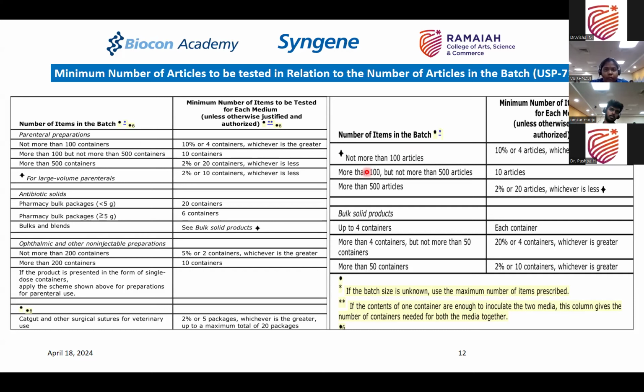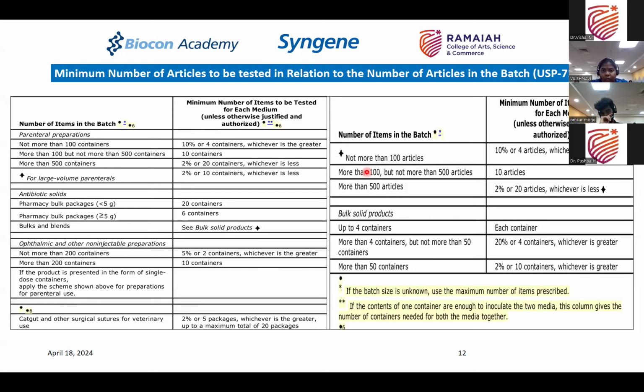Students, kindly note, this is a particular table which shows the minimum number of articles, articles in the sense of samples, to be tested in relation to the number of articles in the batch. Please make a note of this table. Later, in your quiz, I may ask a few questions out of this, and also a few calculations.